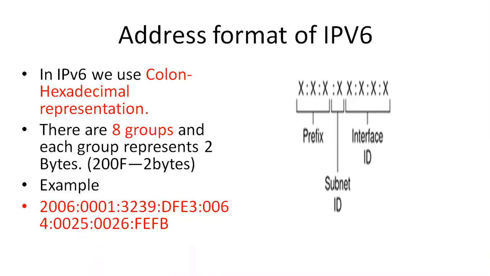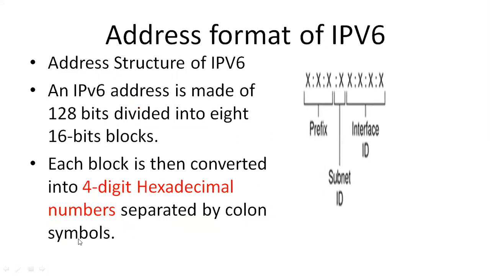How can you represent it? For example, 200F. That means the first 2 bytes. Each and every group is represented as 2 bytes, for example 2001, and then 0DB8, and then 3239. Like that, you have different groups. Here, coming to the address structure of IP version 6. The address structure is 128 bits.